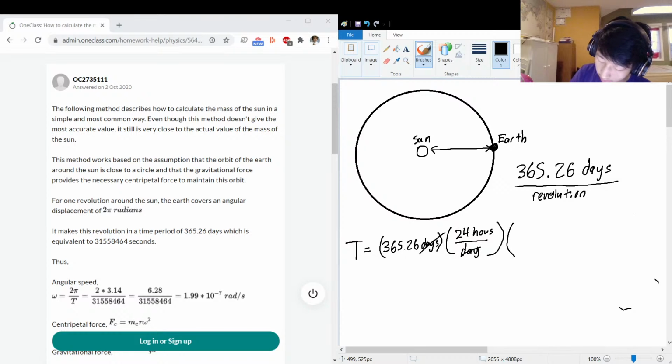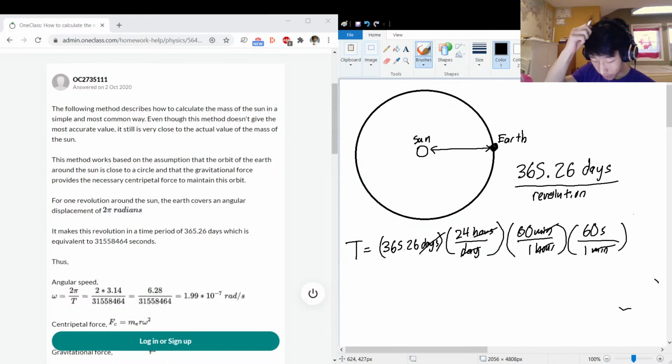How many minutes are in an hour? We got 60 minutes in 1 hour. So the hour down here neutralizes the hour up there. And we got 60 seconds per minute. I'll just leave it as s because that's a typical symbol for seconds, divided by 1 minute. So the minutes down here neutralize the minutes up there. Okay, so for T, our calculation is going to be 365.26 times 24 times 60 times 60.